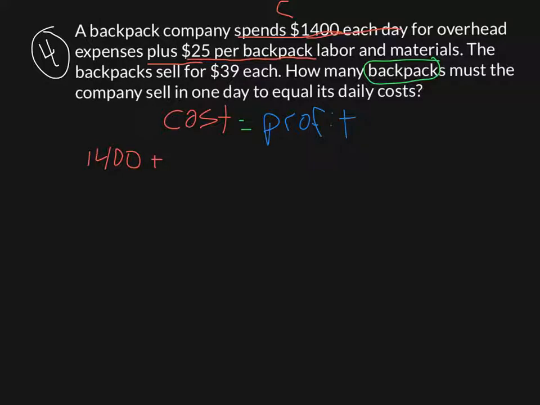So to finish off our cost, we have 25B. Now let's move to the profit part. It says the backpacks sell for $39 each. That's our profit. Okay. So that's 39B when we write that out, because it's 39 for each backpack.